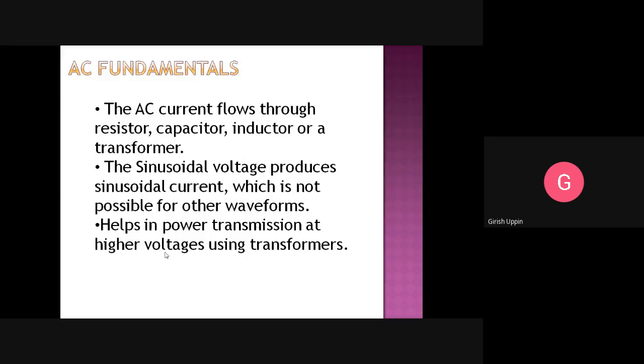So using the sinusoidal waveform and a transformer, we can increase the voltage to a very high level, 660 kV, or even higher than that. By increasing the voltage, we reduce the transmission losses.